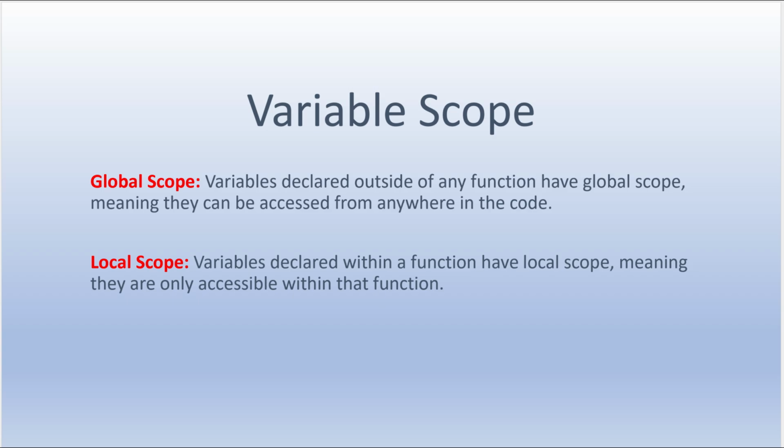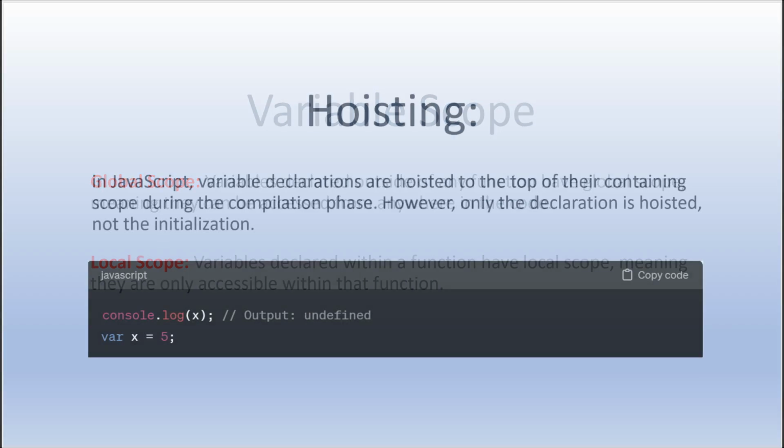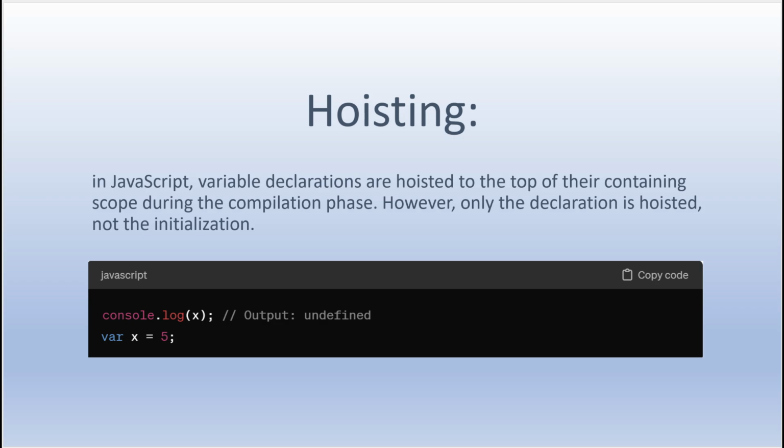Now on to scope. Variables declared outside of any function have a global scope, meaning they can be accessed from anywhere in your code. However, variables declared within a function have a local scope, meaning they are only accessible within that function. Another concept to get your head around is hoisting. In JavaScript, variable declarations are hoisted to the top of their containing scope during the compilation phase.